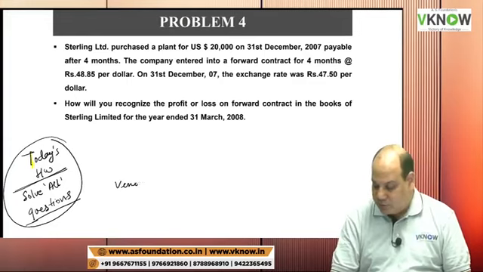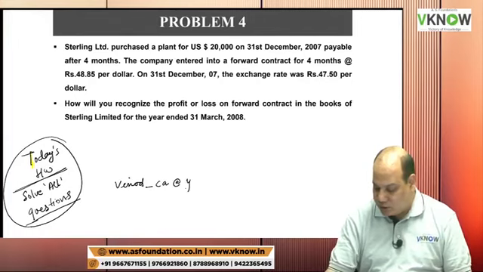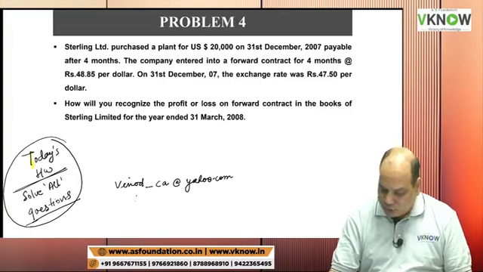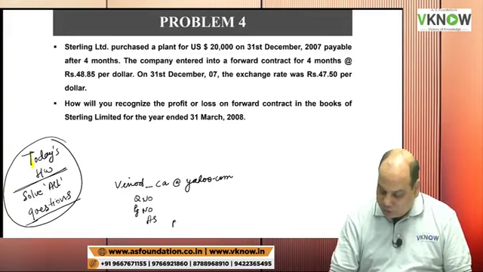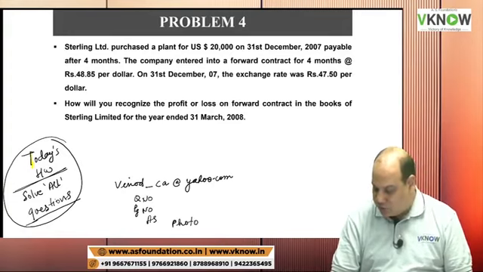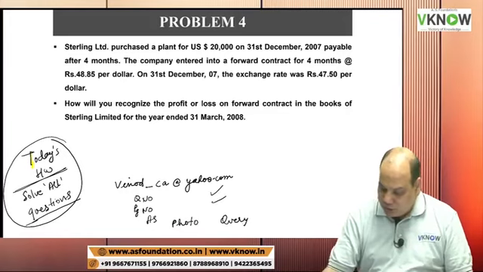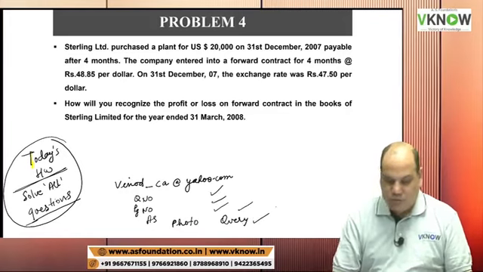I repeat, you will mail me on my mail ID Vinod underscore CA at yahoo.com. Okay. Question number, page number, AS number or chapter number, name, and photo of the question and the answer, and your query. 5 things you have to complete. Your name also you can put.